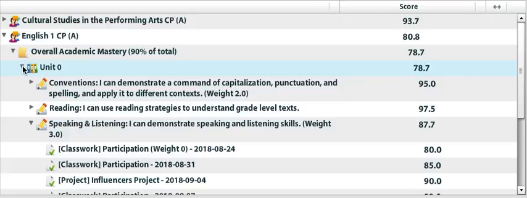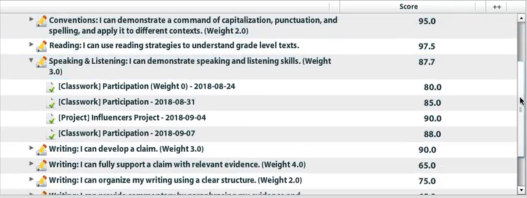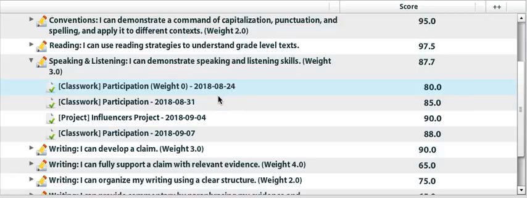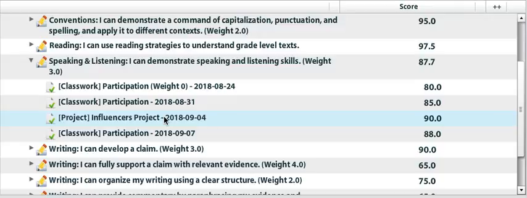We'll click on Unit 0. And then we'll go down to speaking and listening. "I can demonstrate speaking and listening skills," because this is where the Influencers Project academic grade is. So when you look under this learning target, you'll see the participation grades. And again, you can tell which week they're for because they have the date. Here's the most recent score for this student. And then Influencers Project is under this learning target as well.